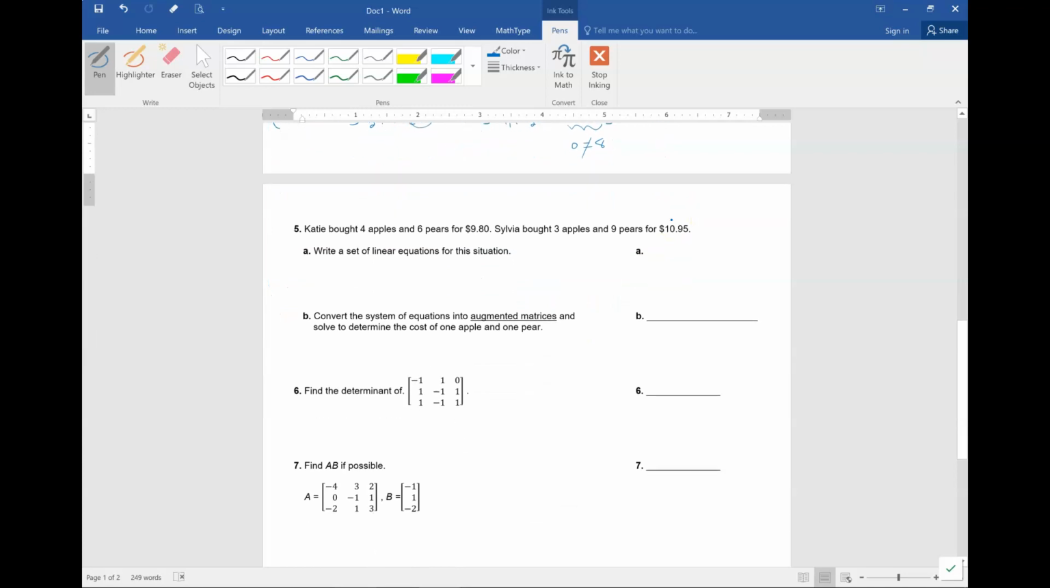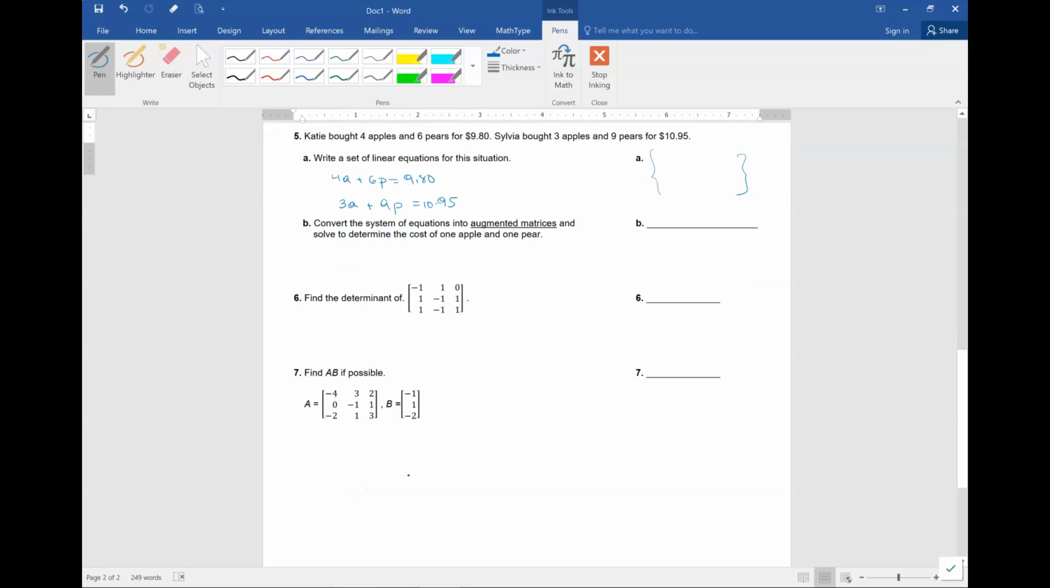Okay, Katie bought 4 apples and 6 pears for $9.80. Sylvia bought 3 apples and 9 pears for $10.95. Write a set of linear equations for this situation. All right, so Katie bought 4 apples plus 6 pears for $9.80. Sylvia bought 3 apples plus 9 pears for $10.95. So that's what you put here. Okay, that's it. It's just a system of equations. And now it says convert to augmented matrices and solve.